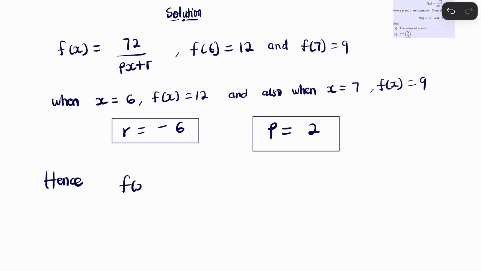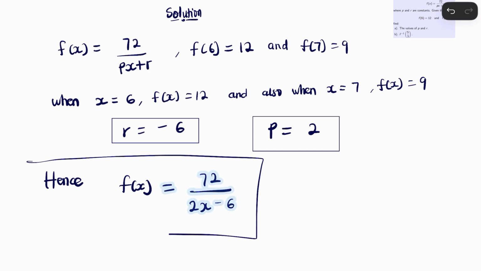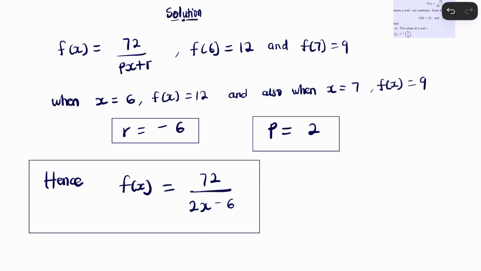Hence, f of x will be giving us 72 divided by px, but p is now equal to 2, so that will be 2x. Then r is now minus 6. And so this is the expression for f of x. Now let's move on to find f inverse of 5 on 3.